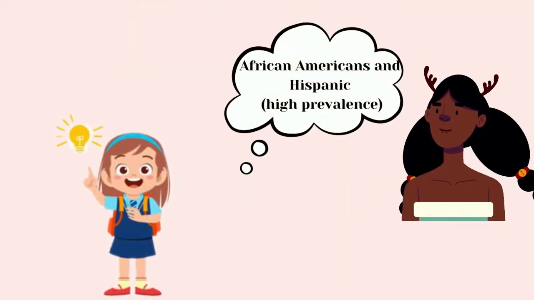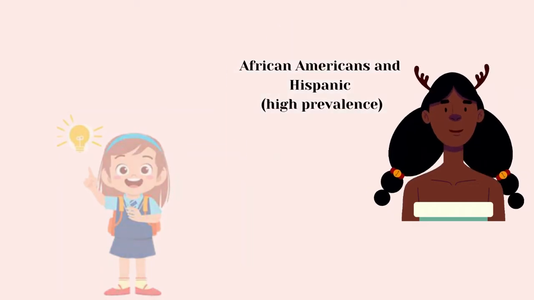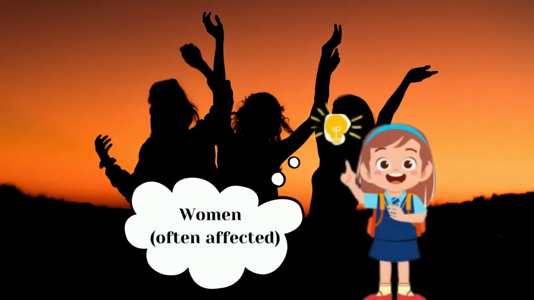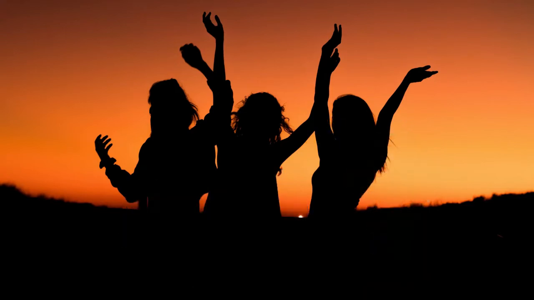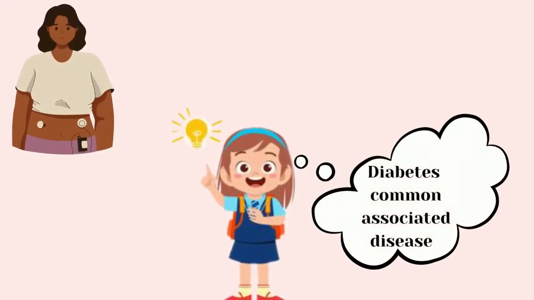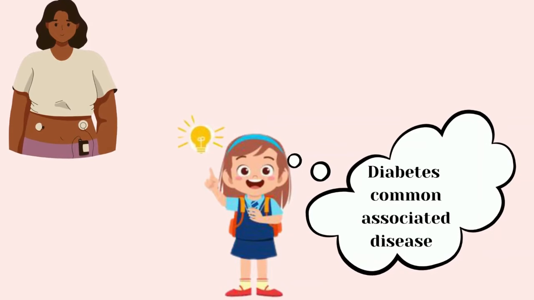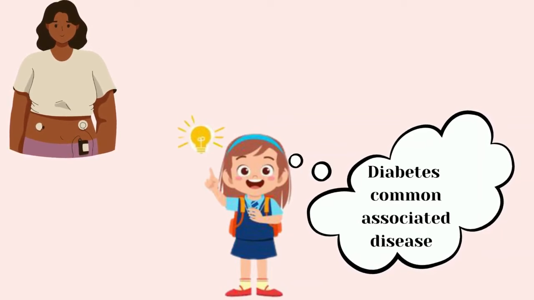There is a high prevalence for African American and Hispanic people. Women are more often affected compared to men. It is shown through percentages, which is women have a 10.1% chance of developing frozen shoulder compared to men that only have 8.2%. The common disease associated with frozen shoulder is diabetes. It shows that the lifetime risk for developing frozen shoulder among diabetics is 10 to 20%.